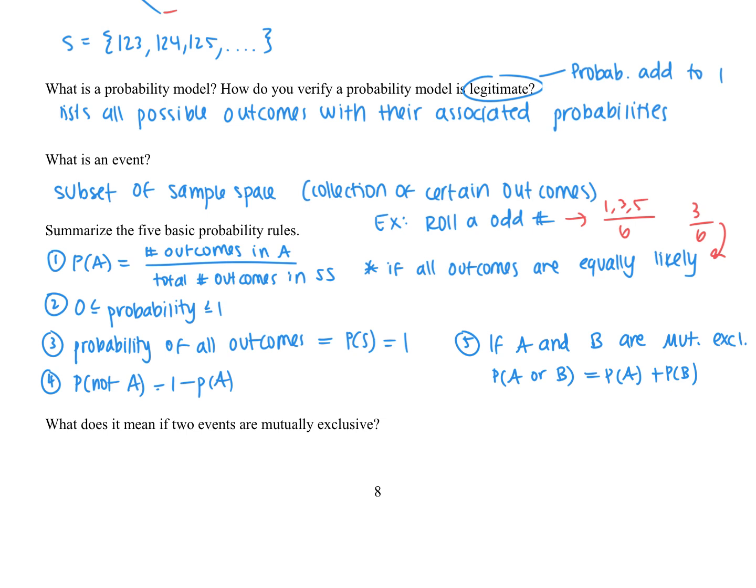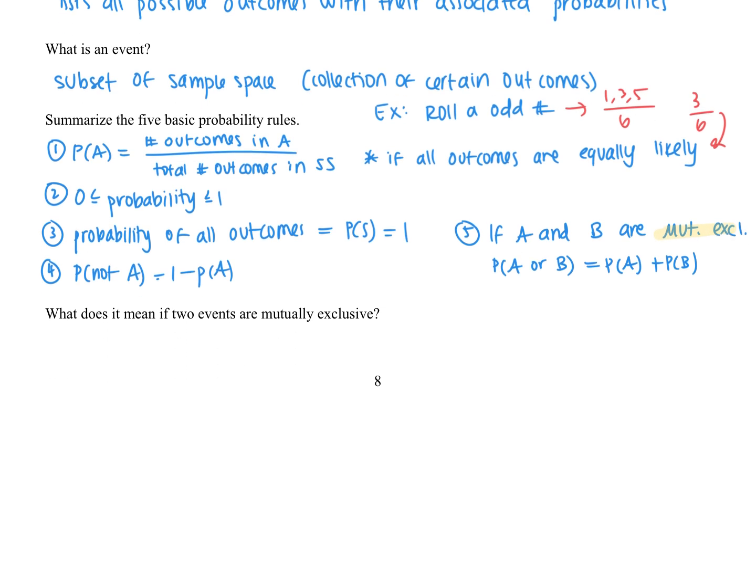Now, people mess this one up. This is only if the events are mutually exclusive. So that's very important. We're going to talk about what that means. But A or B is A add B only if the events are mutually exclusive. If they're not, then there's another way to calculate it that we'll deal with at another time.